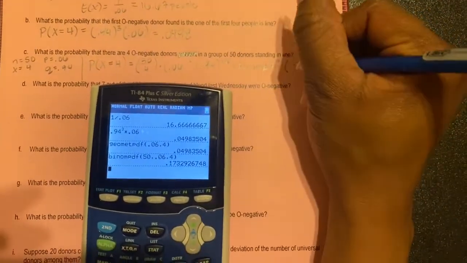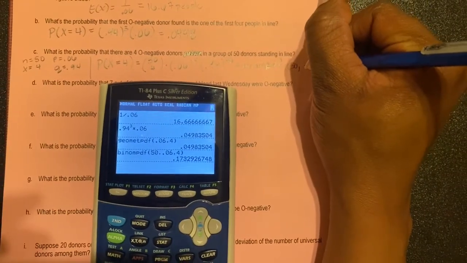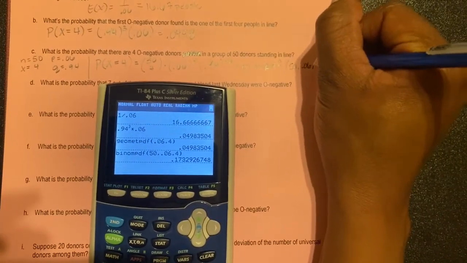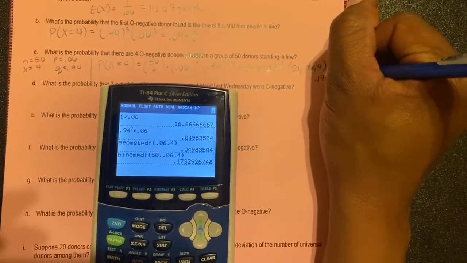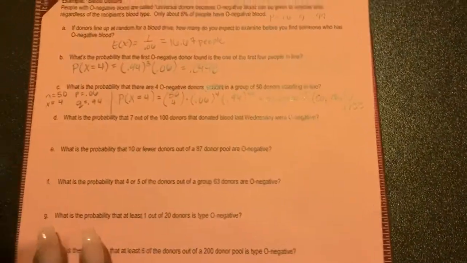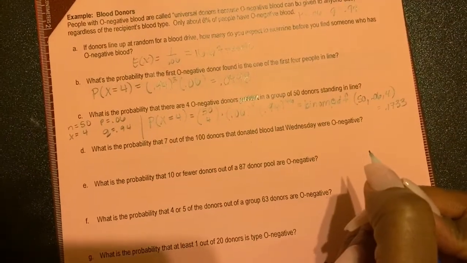Okay, and so I'm going to do a direct copy from the calculator. And so this was 0.1733. Okay. Yes, we would typically write our sentences for this information, but just for the interest of time, we're going through to make sure we know how to work the problems.